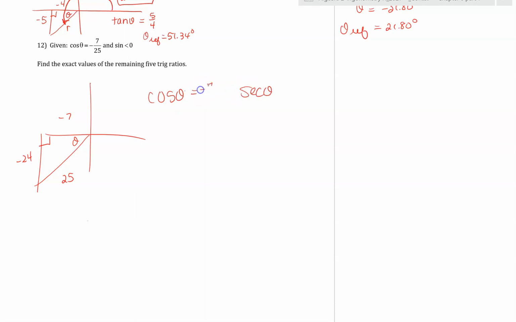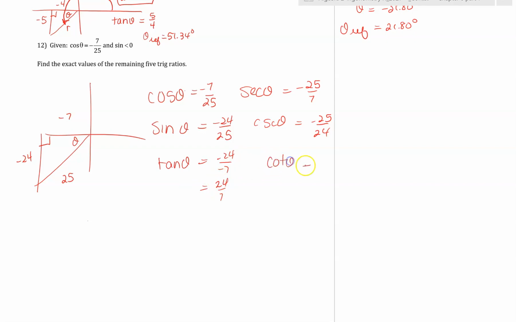If the cosine of theta is negative 7 over 25, the secant is the reciprocal. Looking at my sketch, the sine of theta is opposite over hypotenuse, so that would be negative 24 over 25. The cosecant would be the reciprocal. And my tangent of theta is opposite over adjacent, so the tangent of theta is positive in quadrant 3, 24 over 7. The cotangent of theta is the reciprocal.